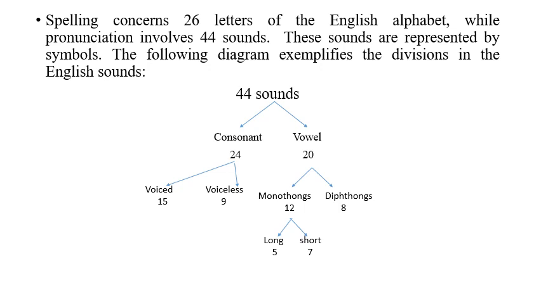But generally speaking, spelling in the English language is concerned with 26 letters of the English alphabet, while pronunciation involves 44 sounds. These sounds are represented by symbols. The following diagram exemplifies the divisions in the English sounds.